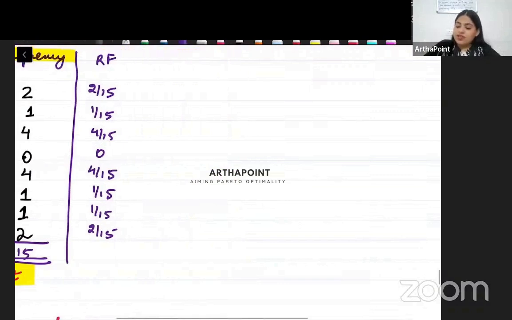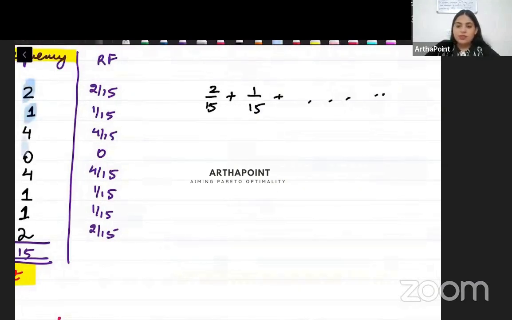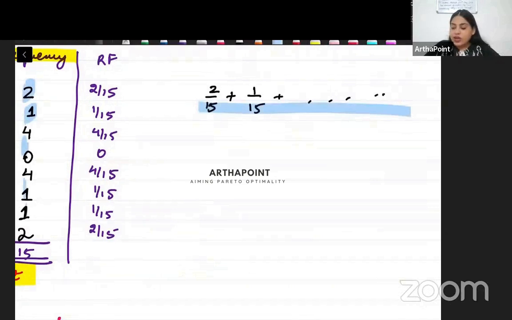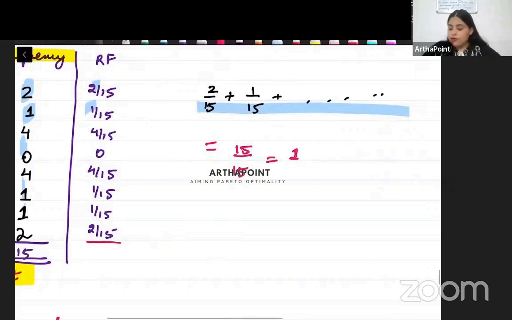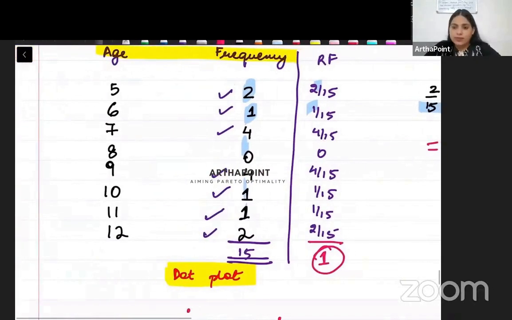Have a look. If I just add this, 2 by 15 plus 1 by 15, you are adding all these. The numerator is the same as before, and the denominator is 15 only. And the sum of the numerators was 15. So you just have 15 by 15 coming up, which will be 1. So the sum of relative frequency is always 1. Very useful concept. A lot of times they will just ask you, what is the sum of relative frequency? So you should be aware that it is just 1.